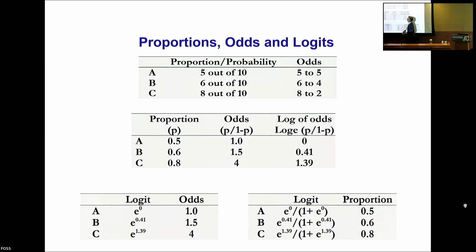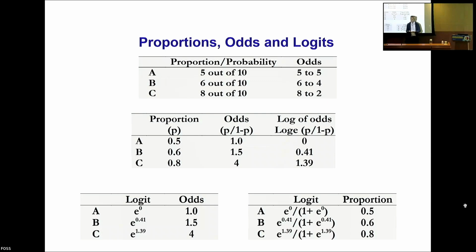Say the proportion is 50%, 5 out of 10, and the odds is 5 to 5. 5 out of 10 is the same as 5 to 5 odds, or 6 out of 10, 60%, is odds of 6 to 4. 6 divided by 10 minus 6. And 8 out of 10 is 8 to 2. It's 8 divided by 10 minus 8. So the proportion of 0.5 is the same as having the odds of 1.